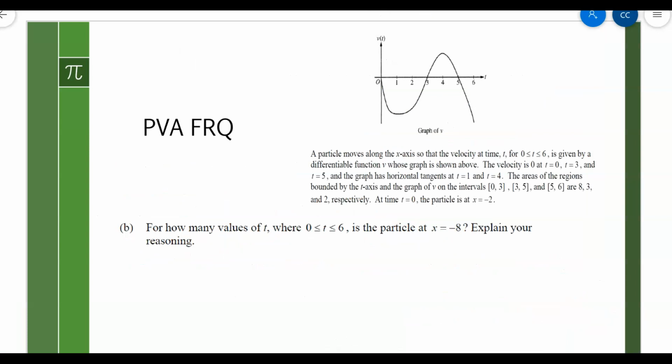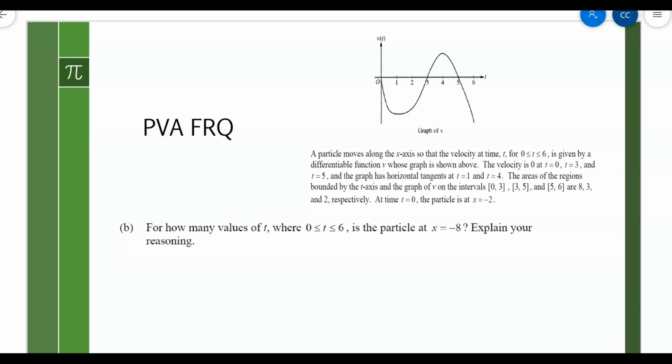Okay, part B says, for how many values of t from 0 to 6 is the particle at x equals -8? Explain your reasoning. Well, we know that the particle is moving continuously, so this is going to be an intermediate value theorem, because essentially what we're testing for is range values. So we know that at 3, it's at -10. We know that at 0, it's at -2.